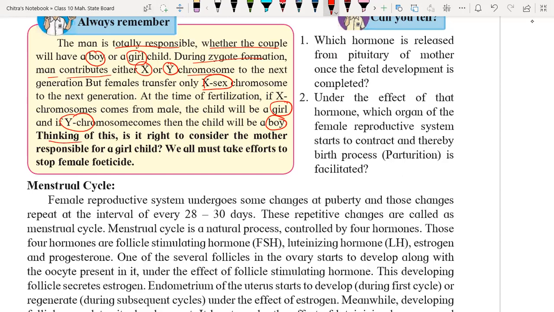Sir, but in heredity and evolution, we learn that only the dominant gene can express, no, sir? No. We are not discussing dominance and recessive characters here.